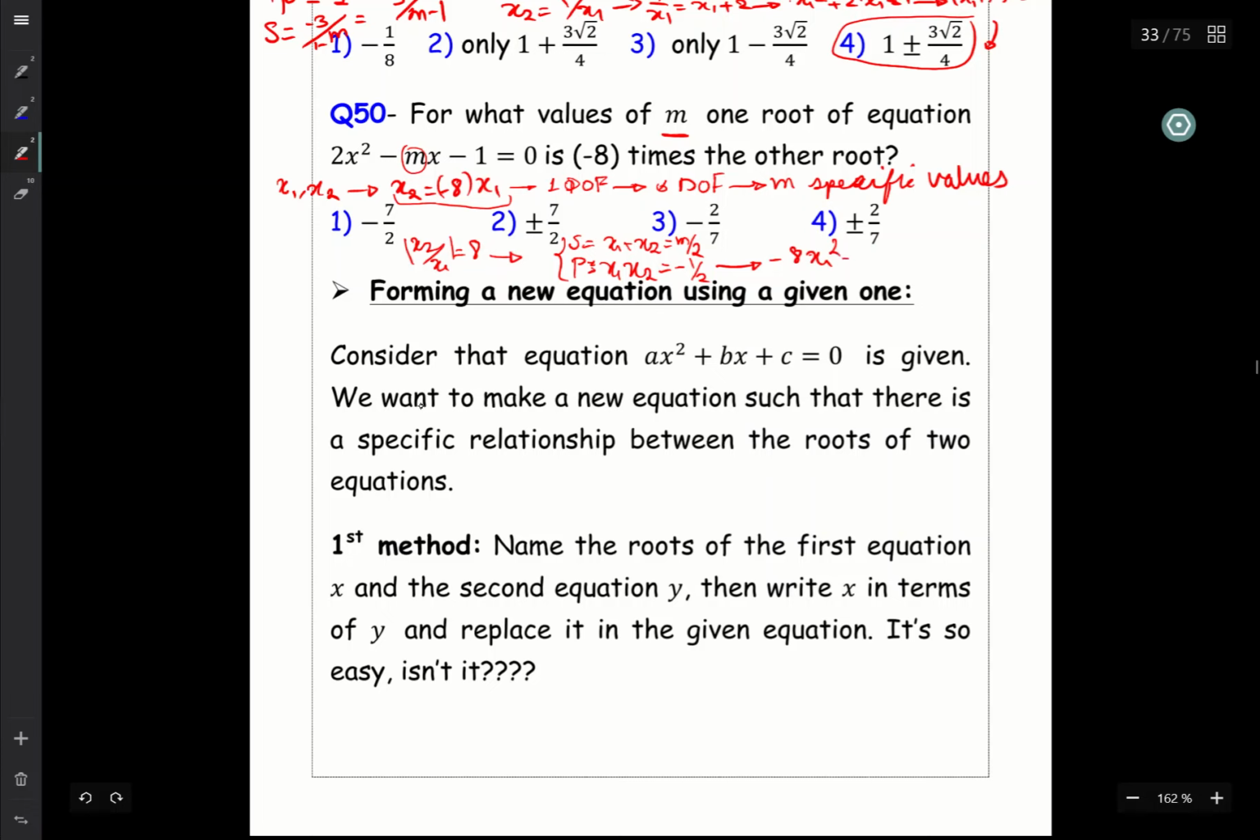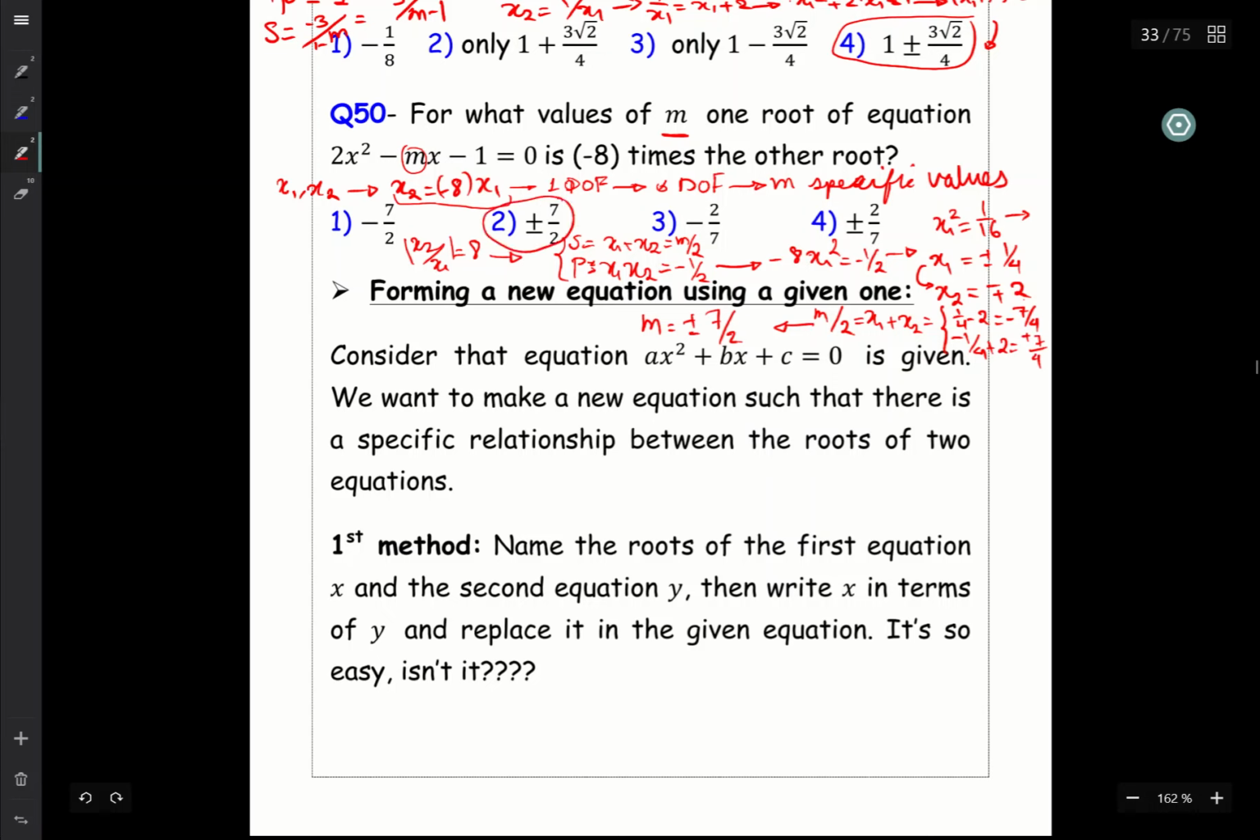And then we substitute for x2 in the product. Minus 8 x1 squared is minus 1 over 2. Therefore, x1 squared is 1 over 16. Therefore, x1 can be plus minus 1 over 4, right? And therefore, x2 can be minus 8 times this, minus plus 2, right? So if x1 is plus 1 over 4, x2 is negative 2. If x1 is negative 1 over 4, x2 is plus 2. Therefore, x1 plus x2, which is m over 2, can have two possible values: either 1 over 4 minus 2, which is minus 7 over 4, or minus 1 over 4 plus 2, which is plus 7 over 4. And therefore, m could be plus or minus 7 over 2, which is the second choice.